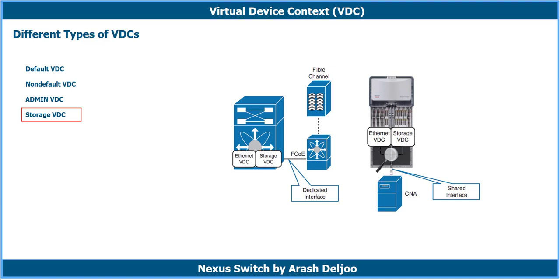After the creation of the storage VDC, we assign interfaces to it. There are two types of interfaces: dedicated FCoE interfaces or shared interfaces, which can carry both Ethernet and FCoE traffic. This figure shows the two types of ports. Here you can see a dedicated interface for a storage VDC, and here you can see a shared interface for a storage VDC. As you can see, with the shared interface, both the Ethernet VDC and the storage VDC can use this shared interface.